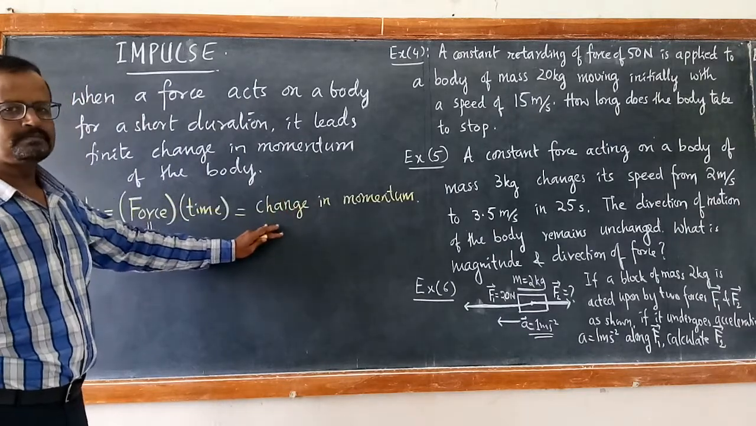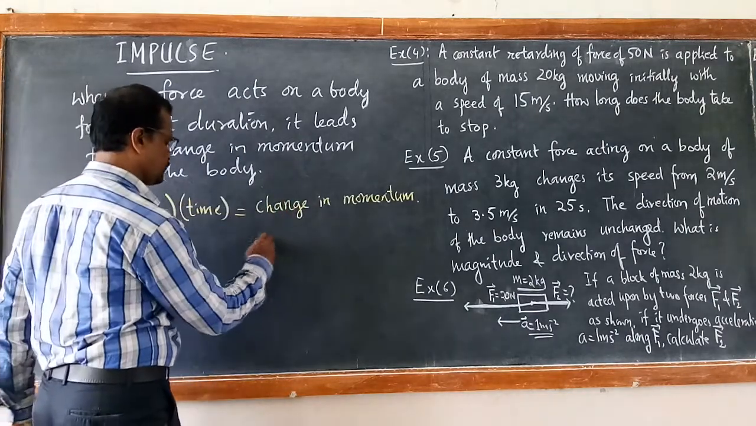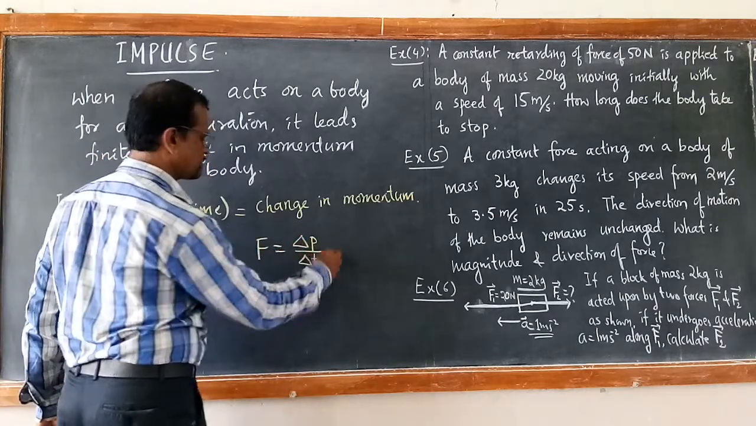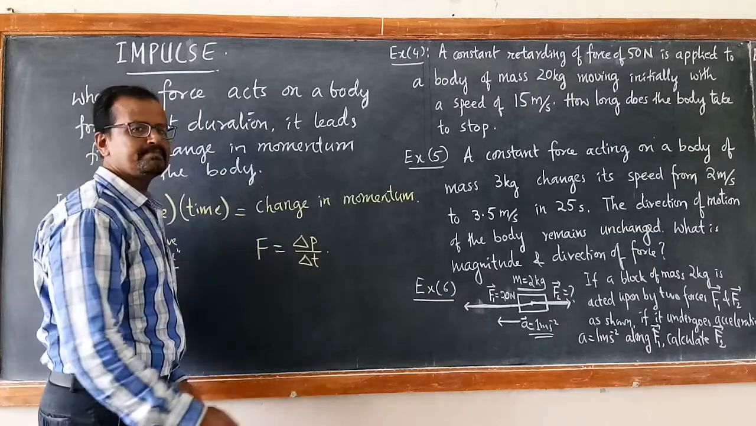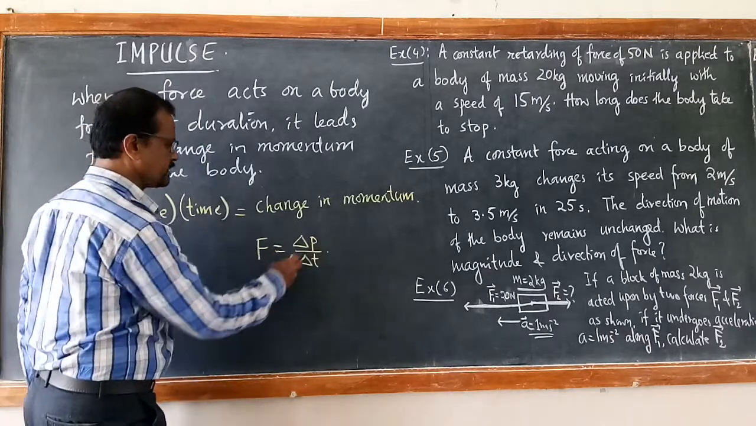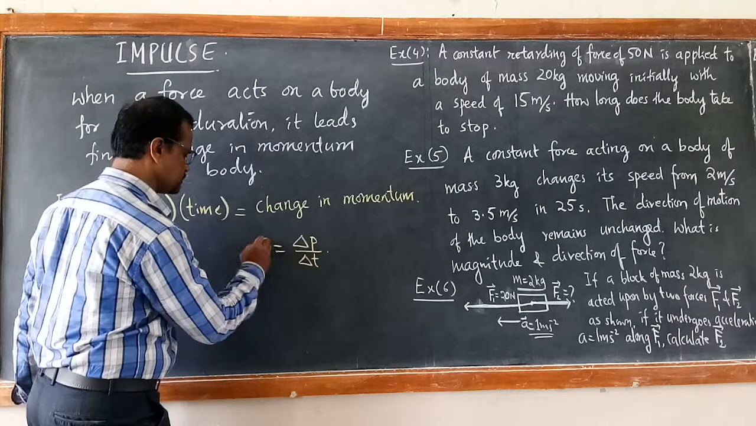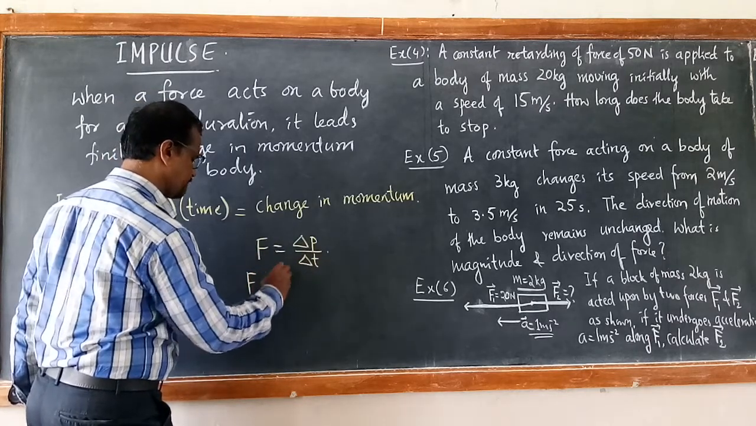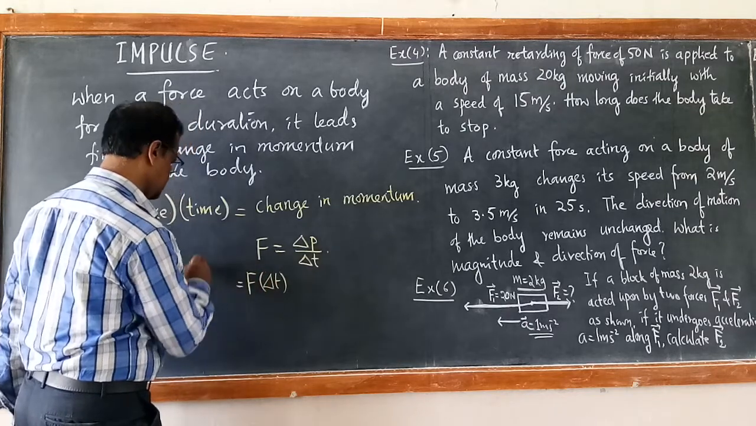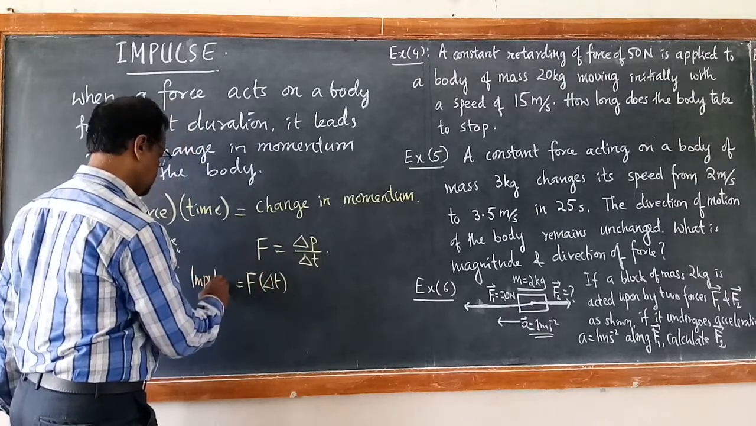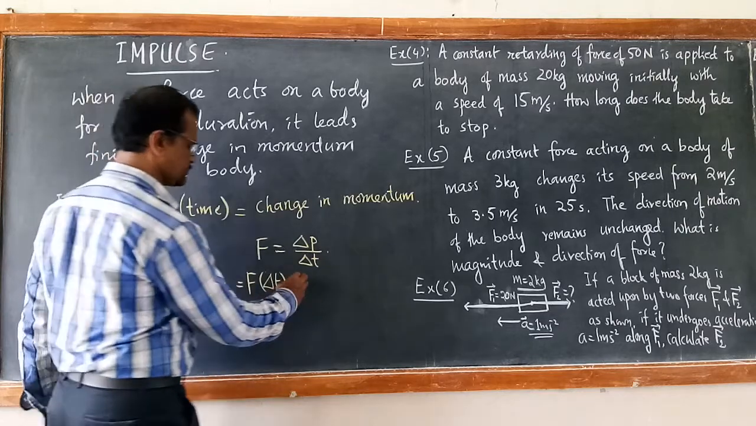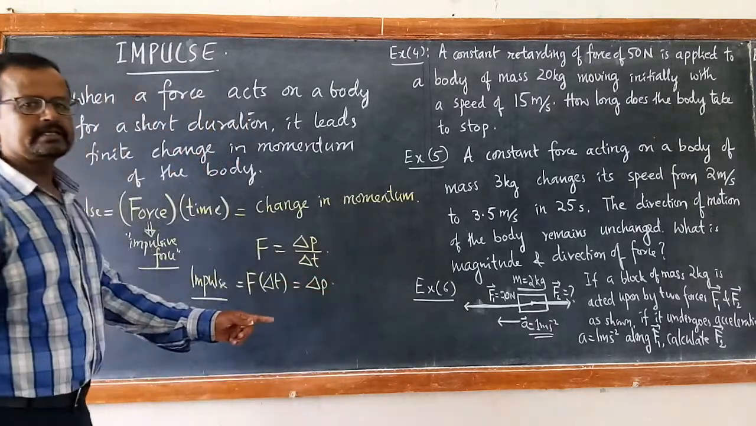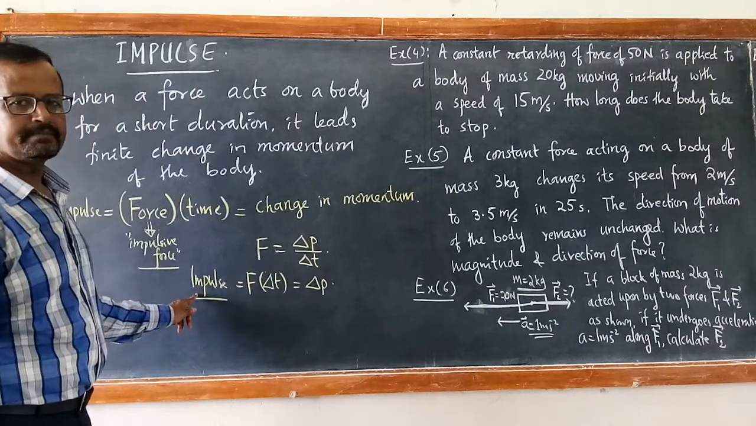This is evident from Newton's second law. We know that force is equal to change in momentum by time taken, or you can write it as dP by dt. Therefore, force into small time taken gives us impulse, which is equal to change in momentum. Thus, by calculating change in momentum, we can calculate impulse.